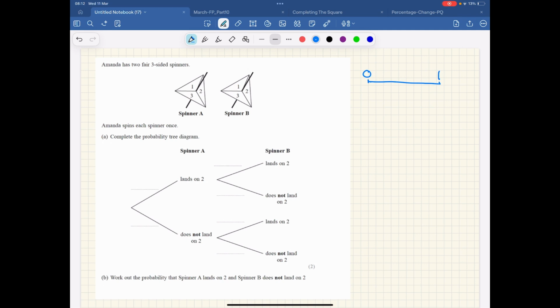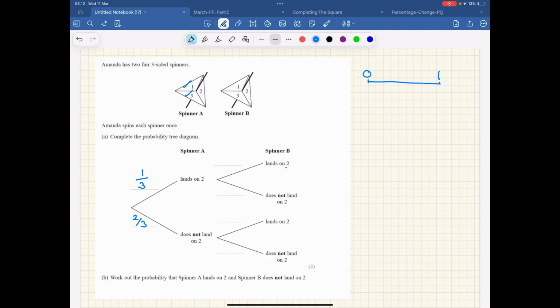Amanda has two fair 3-sided spinners. She spins each spinner once. Complete the probability tree diagram. So each one has got 3 sections, 1, 2, 3, 1, 2, 3. So spinner A, if it lands on 2, there's only 1/3 chance of that happening because there are 3 parts and there's only one 2. Okay, does not land on a 2. Well, we've got a 1 and we've got a 3, so that's 2 out of 3 chances.